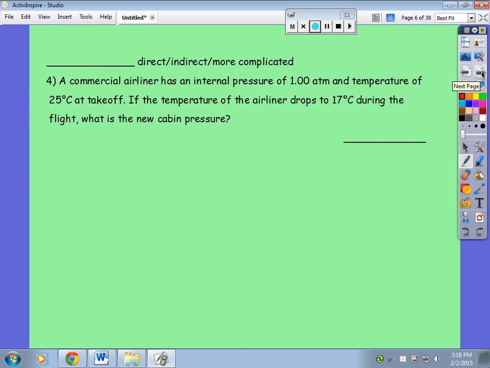Number 4. A commercial airliner has an internal pressure of 1 atmosphere and a temperature of 25 degrees Celsius. And I know this is gas laws. Why? Because I'm on a gas laws test. So I'm going to go ahead and change this right now. Okay? If the temperature of the airliner drops to 17 degrees, I'll get my T2 here.